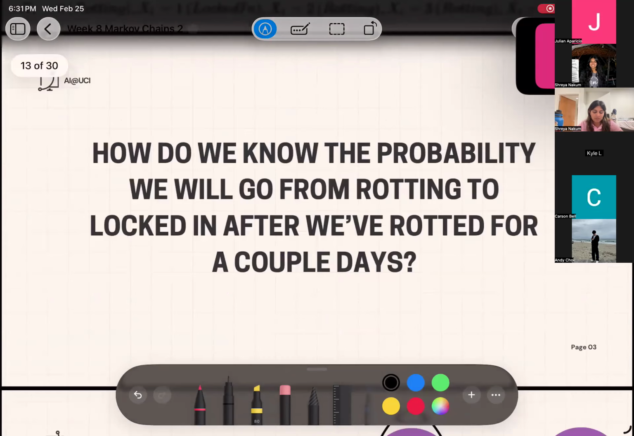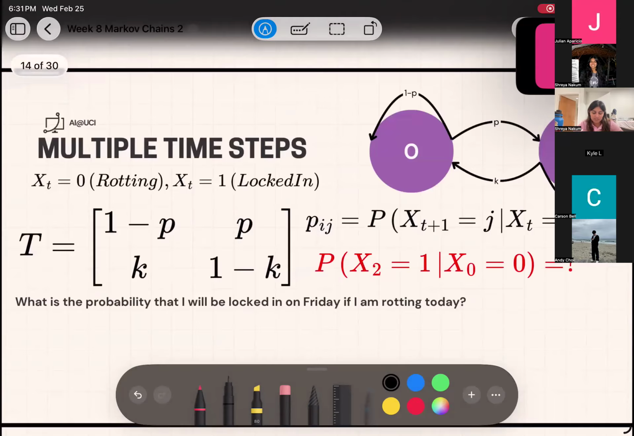That's why we're going to talk about multiple time steps. The probability, which comes back to this equation that we talked about earlier. The probability that I will be locked in on Friday depends on all those middle probabilities. Remember we talked about the Markov property, independence, and we said that if I want to know if I'm studying somewhere on the second day, it depends on where I am the day before that. This is the same thing we're going to do, and it's just going to be a really big equation.